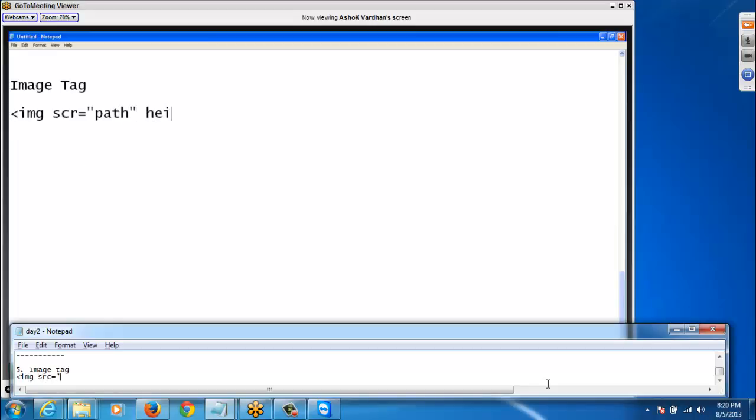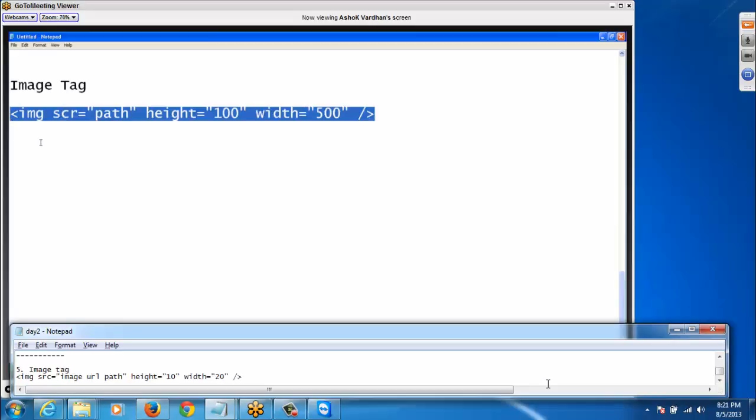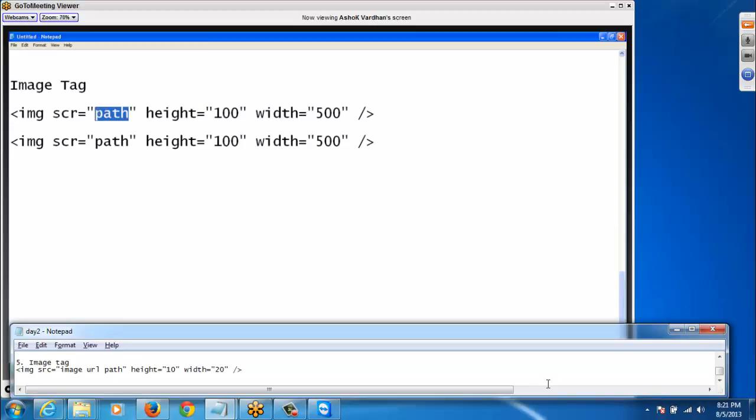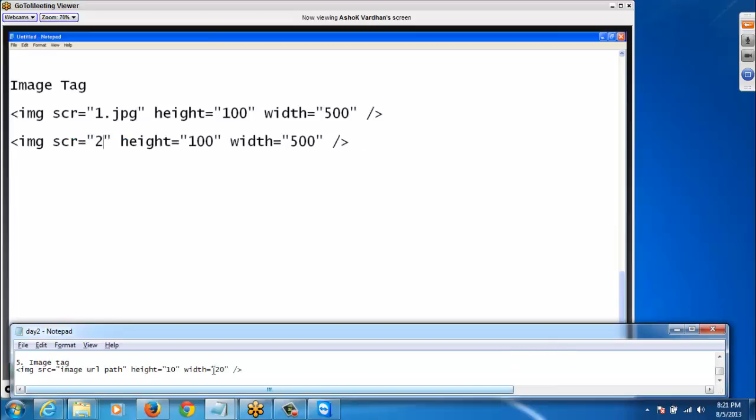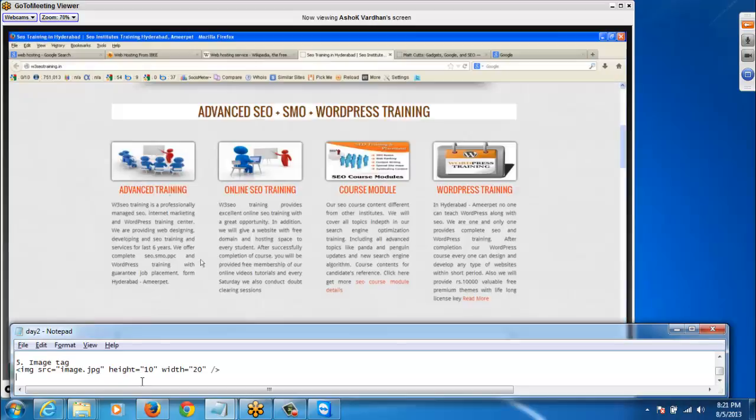and next one height, width. Okay, this one. But this syntax search engine doesn't recognize. Here path 1.jpg, something like that. Search engine doesn't recognize this path. But when you insert this code, the image will be visible. So here I am inserting this code, and here we are able to see images.